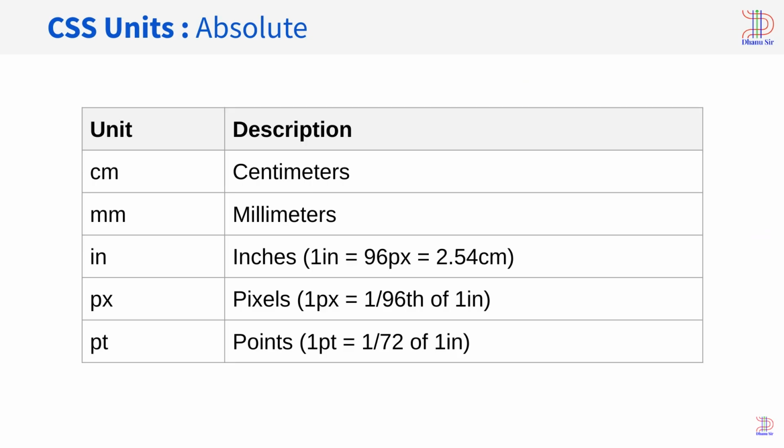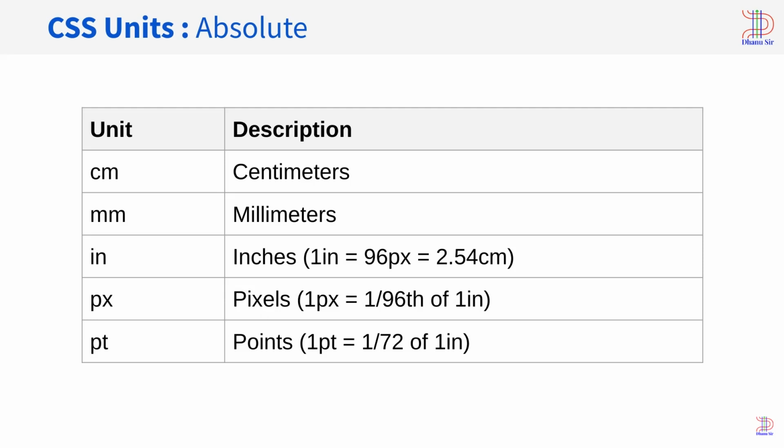The CSS units are of two types. One is absolute and the second is relative. Here is a list of absolute CSS units like cm for centimeter, mm for millimeters, in for inches, which is basically 2.5 cm, px for pixels, pt for point.